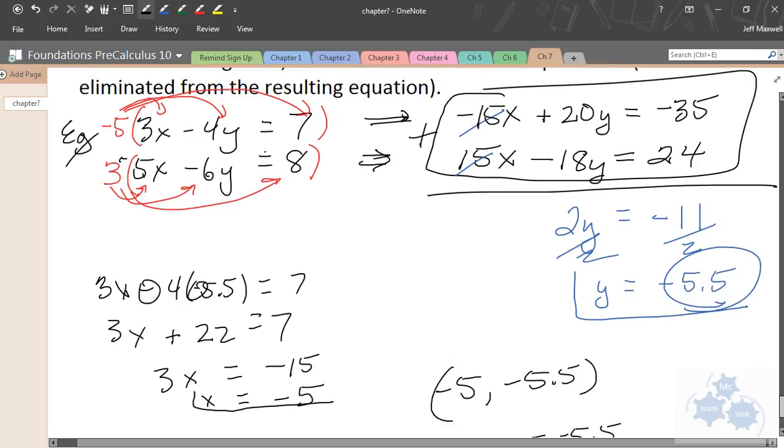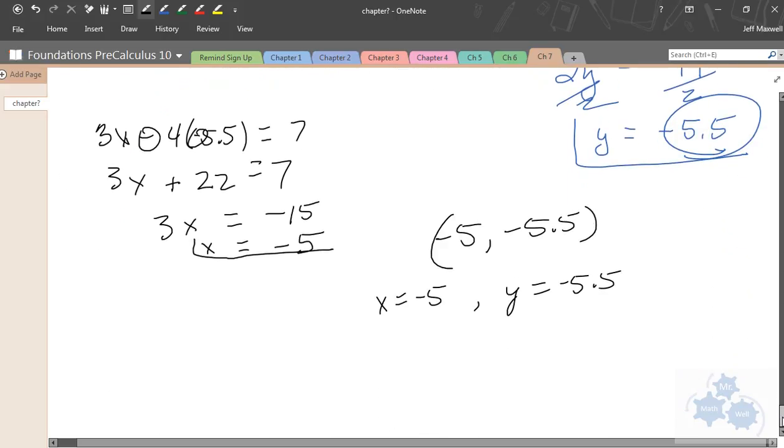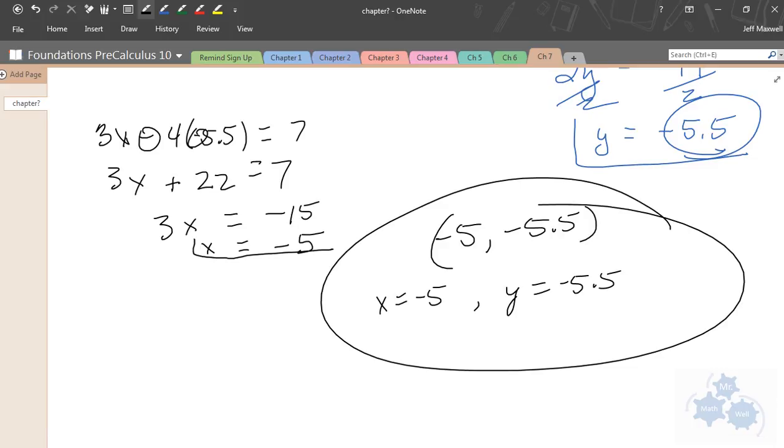And of course we can check different ways. We can plug both values into each equation and make sure that they both are true statements. You can graph these and check the intersection point, which will probably take a little bit longer. But you should perform some kind of check just to make sure that this is working out right. Okay, so you can circle your answer and we'll be done.